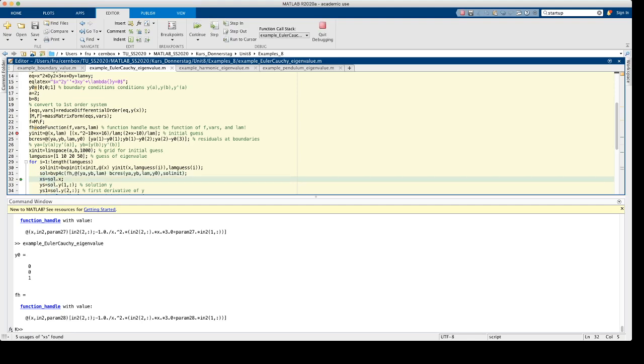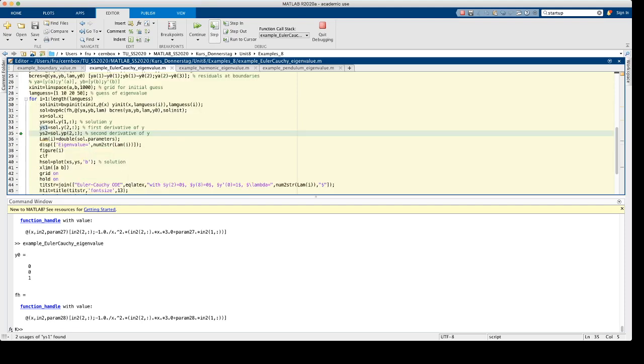Since there are neither warnings nor error messages, the solver has converged to a valid solution. This is not always the case. I will show an example later where the solver fails to find a valid eigenfunction. Now let's extract the quantities we need from the structure sol. We first extract the x values, then the solution, then the first derivative, and finally the second derivative.